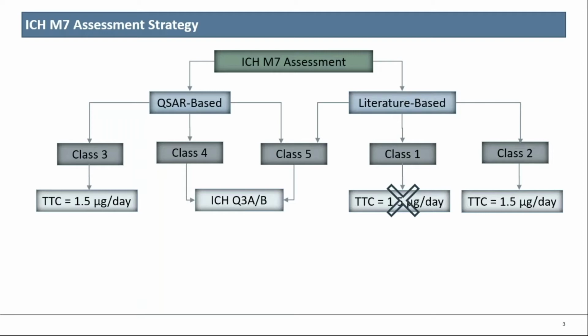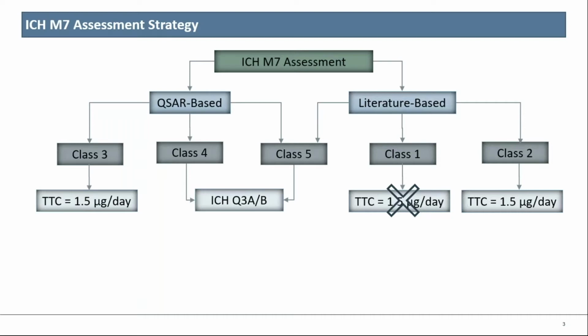Now, I keep hearing people say that my impurity is a known carcinogen and therefore I'm going to control it at the TTC of 1.5 microgram. This approach is not correct. When you know that your compound is a carcinogen and you have carcinogenicity data, the TTC approach is not valid. So we will talk about what approach should be taken in those situations a little later.